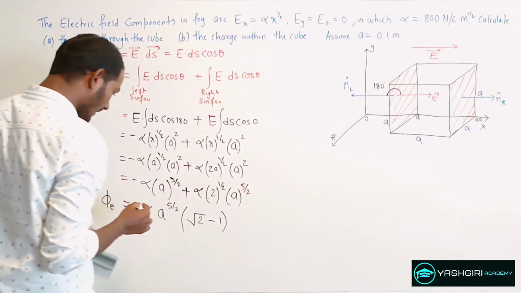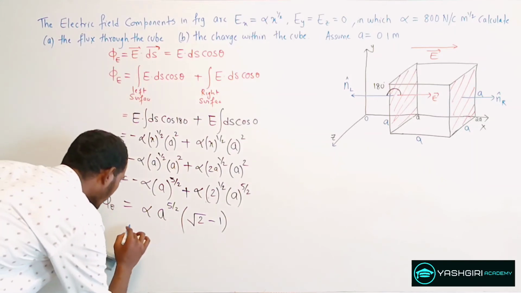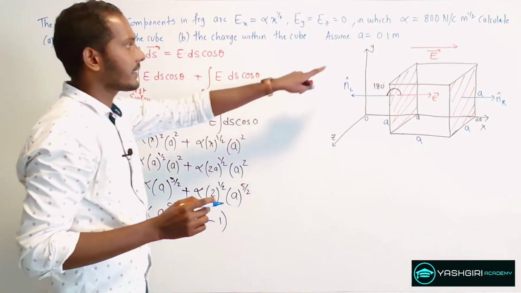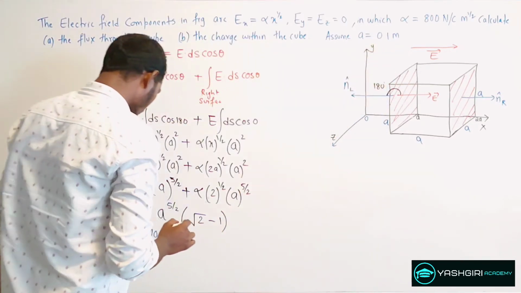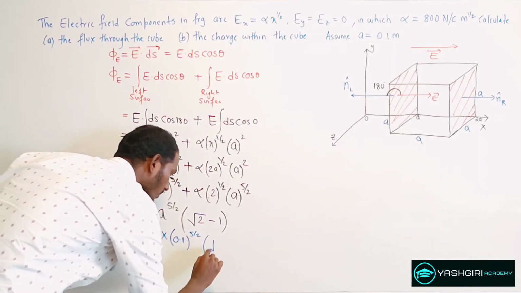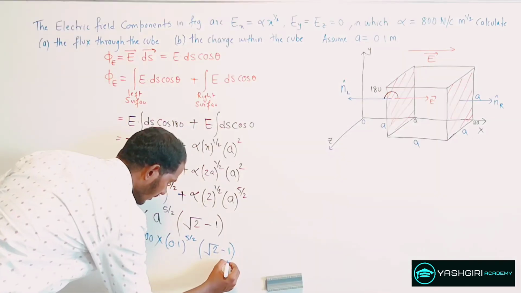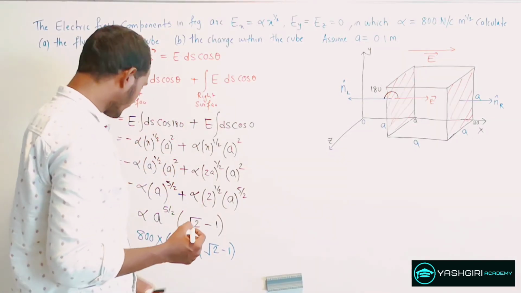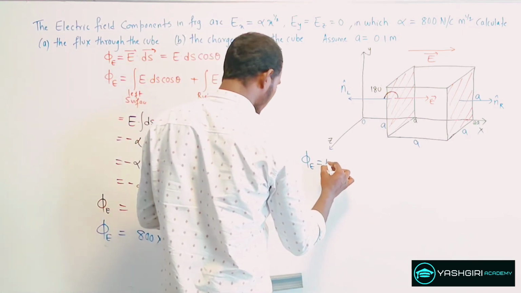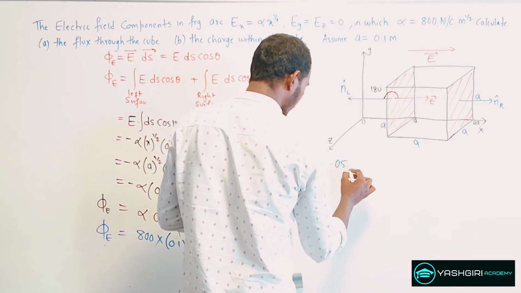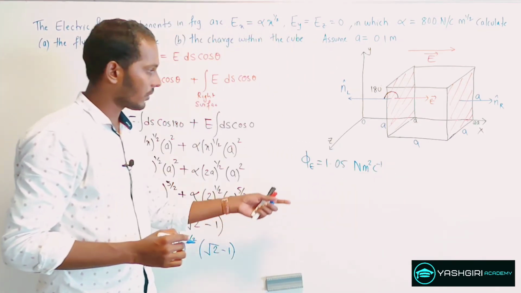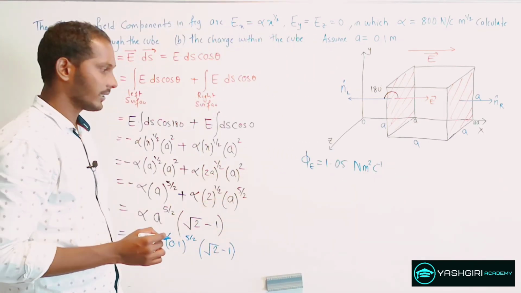Alpha is given to us is 800. So let us substitute. It has 800 into the A that is given to us is 0.1 meter. So 0.1 meter. So it's a 5 by 2 into square root of 2 minus 1. And if you just solve this, okay, numerical, you will be getting the phi of E. The phi of E is equal to 1.05 Newton meter square coulomb minus 1. So that's the answer that you will be getting.